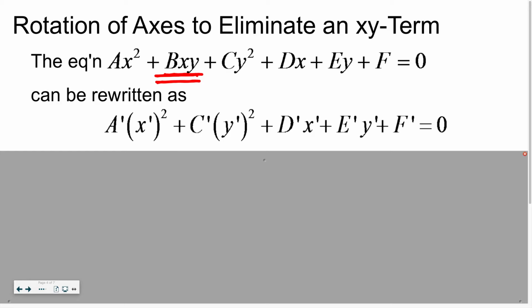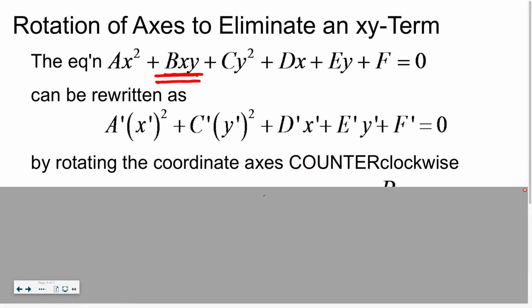So notice the only difference between these equations, other than all these primes, these are like those apostrophes, not ones, is basically you are missing the B X Y. There is no B prime, X prime, Y prime, because we're going to get rid of it. All those primes mean is, hey, this is your new X, this is your new Y, this is your new A. Those numbers won't necessarily be the same for the coefficients.